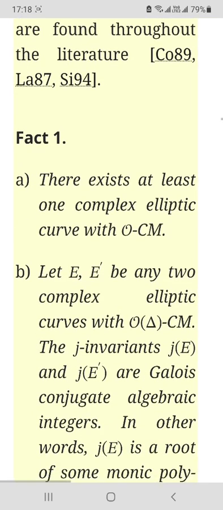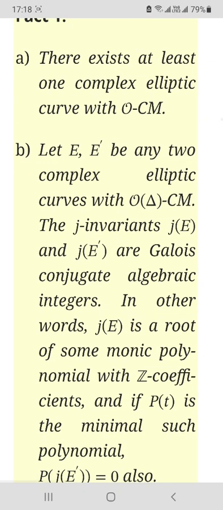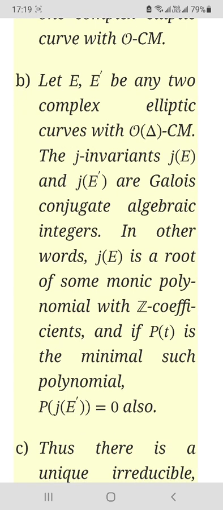Proofs are found throughout the literature. Facts 1. (a) For every O, there is at least one complex elliptic curve with O-CM. (b) Let E and E' be any two complex O_delta-CM elliptic curves. The j-invariants j(E) and j(E') are Galois conjugate algebraic integers.